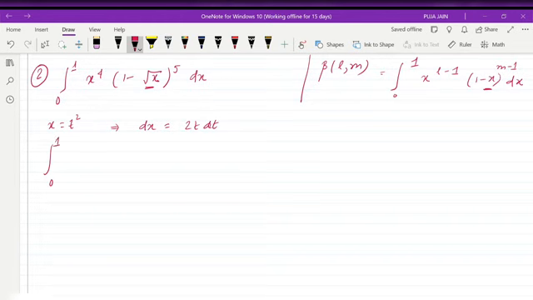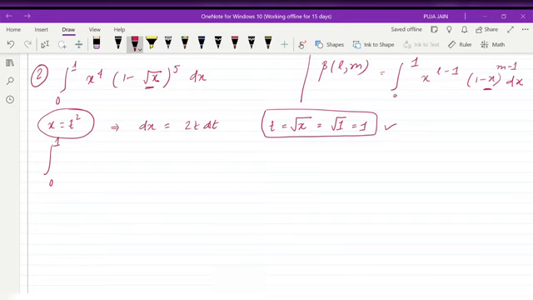Now if we substitute this value, we get 0 to 1. See, x is equal to t square, so t is equal to root x. Now root of 1 is 1, so our upper limit is still 1, and root of 0 is also 0. So our limits are not changing. Limits are the same. Whenever you substitute you have to check the limits. Now the integral from 0 to 1 of x to the power 4, so this is t to the power 2 times 4, 1 minus root x, that is t, to the power 5, dx is 2t dt. So this is the integral from 0 to 1 of t to the power 8 and this t.